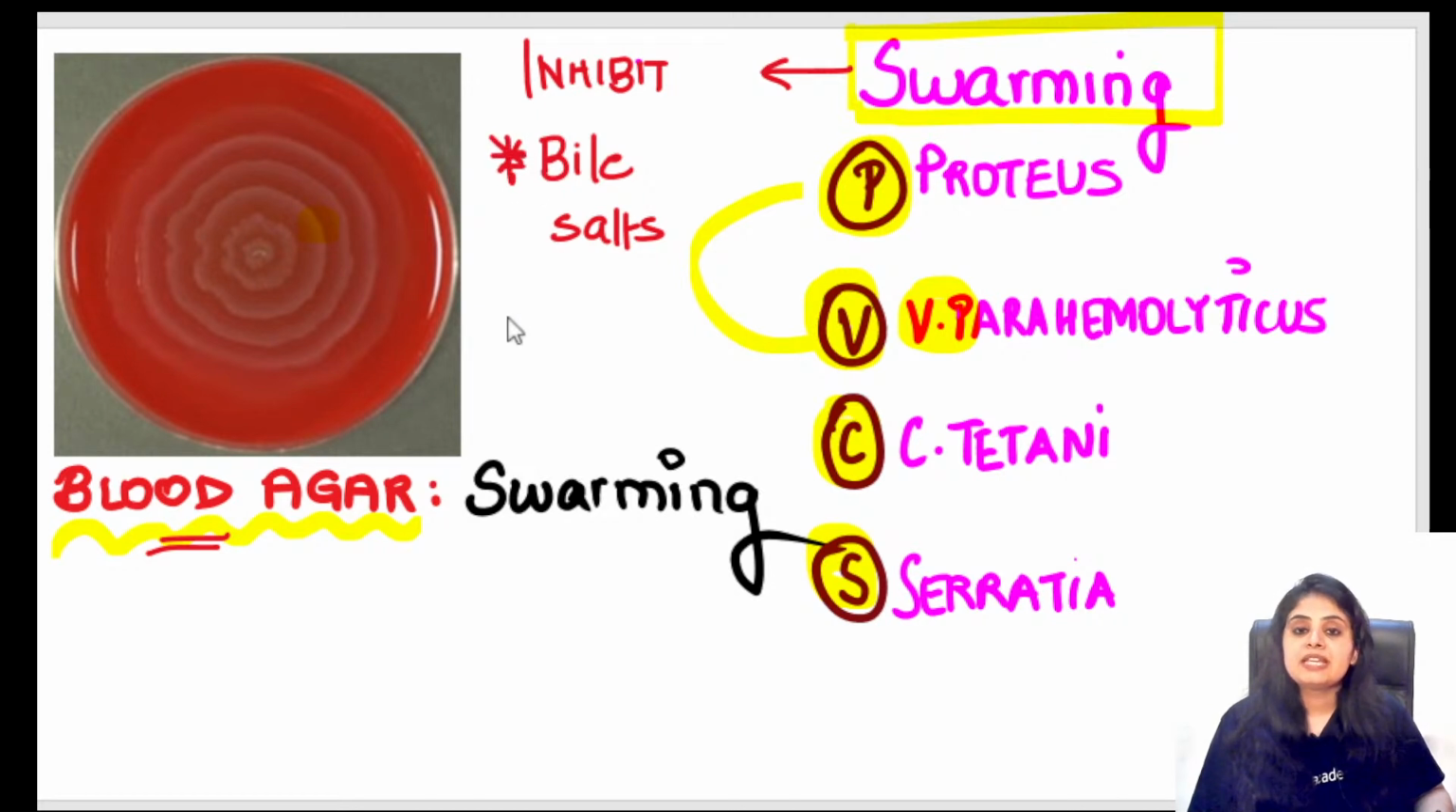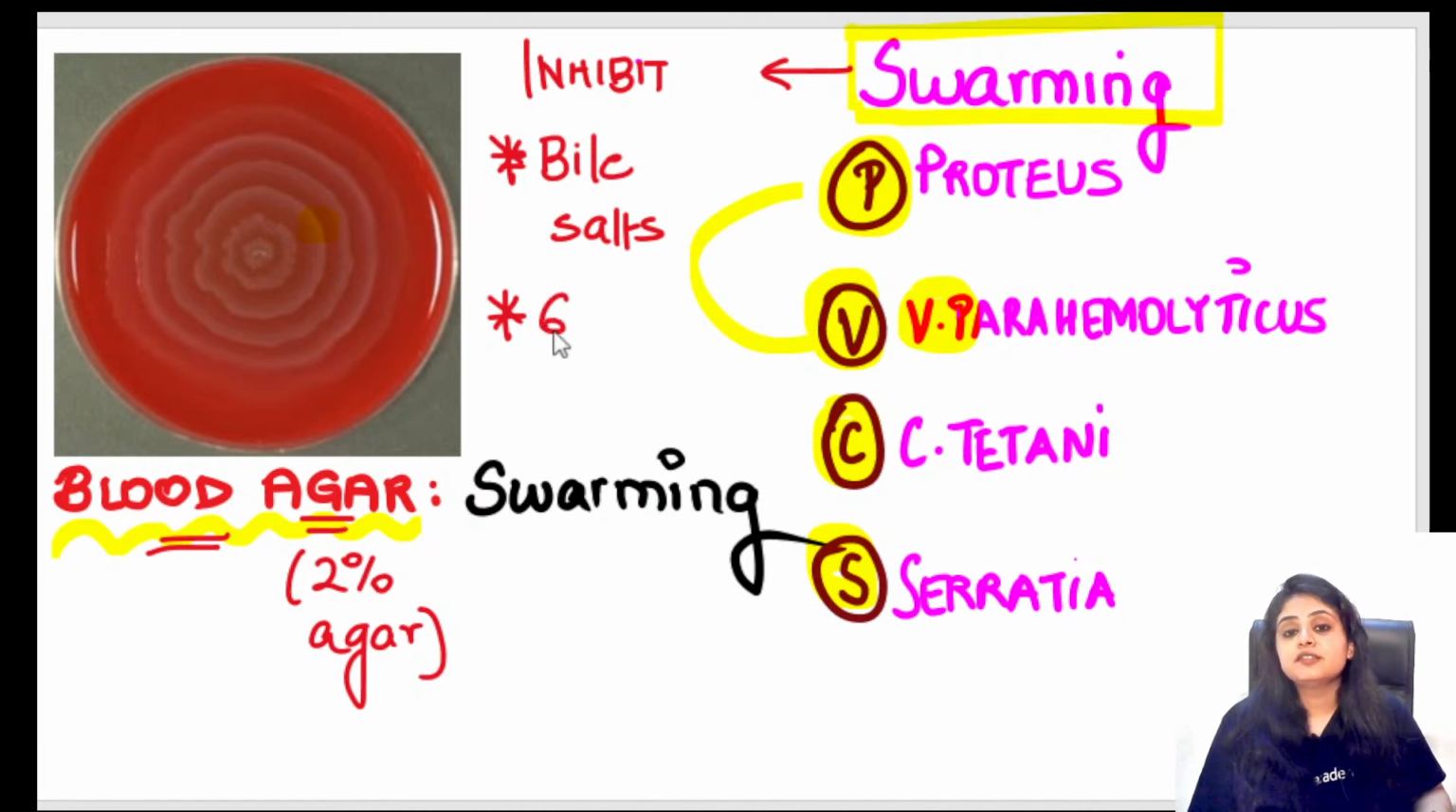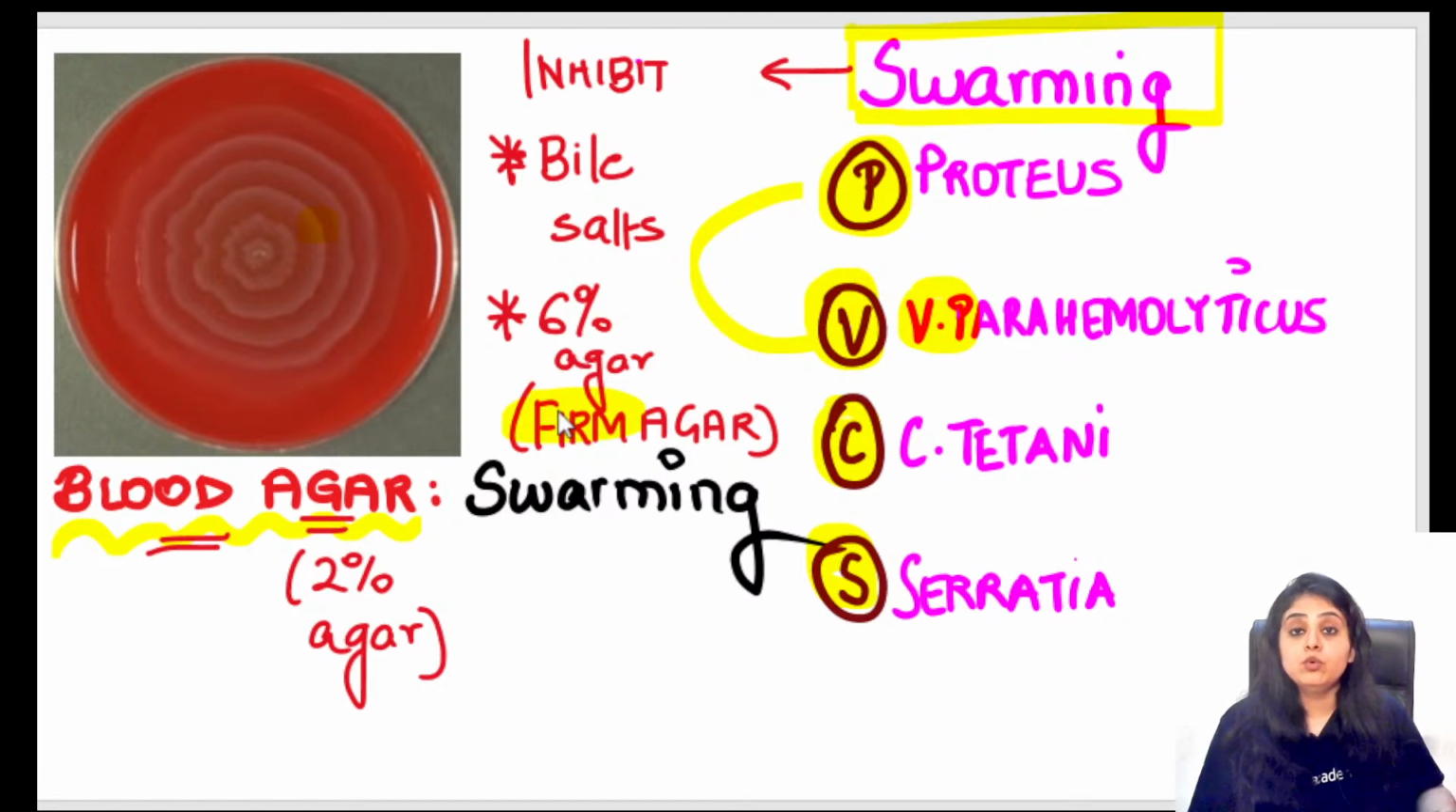That is number one. Number two is, when regular normal blood agar is prepared, we prepare it at a concentration of 2% agar. That is the usual protocol in microbiology. If I make it at a 6% agar, do you agree it will become very, very firm? If I make it a firm agar, at a concentration of 6% agar, the organism will not be allowed to move because the agar has become very firm. No one can move inside it.